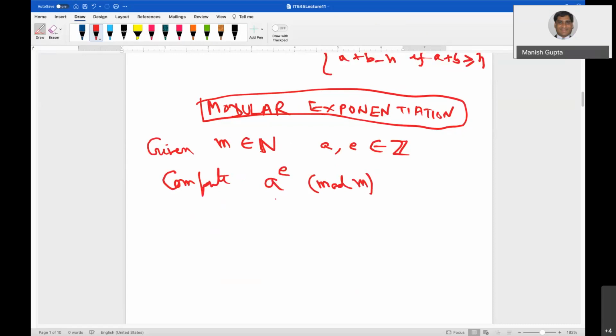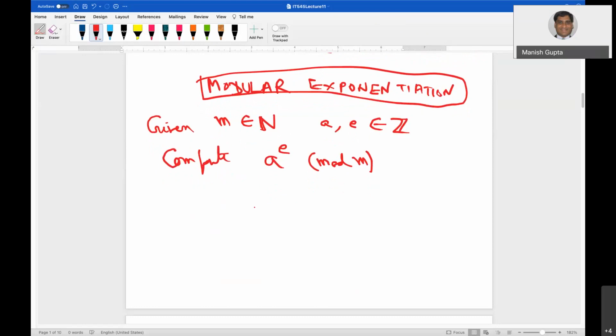Now you know that to compute this, I have to multiply a into a into a, e times, and then divide by m and see what the remainder is. So this is the normal approach. In fact, without loss of generality, we assume that e is positive.